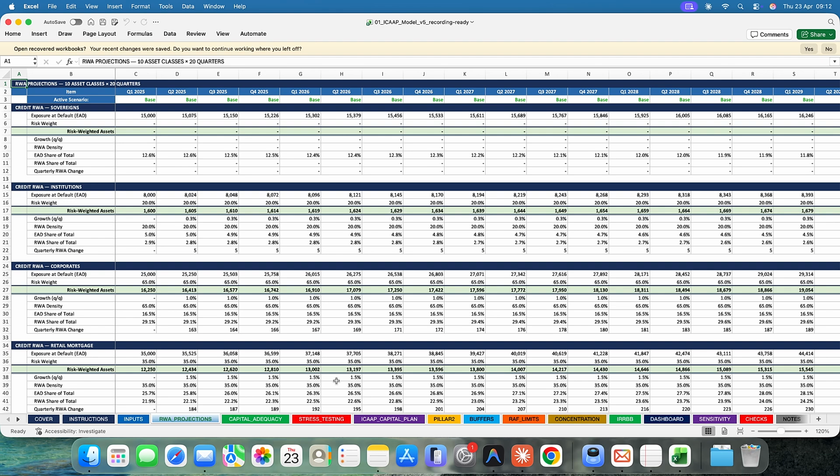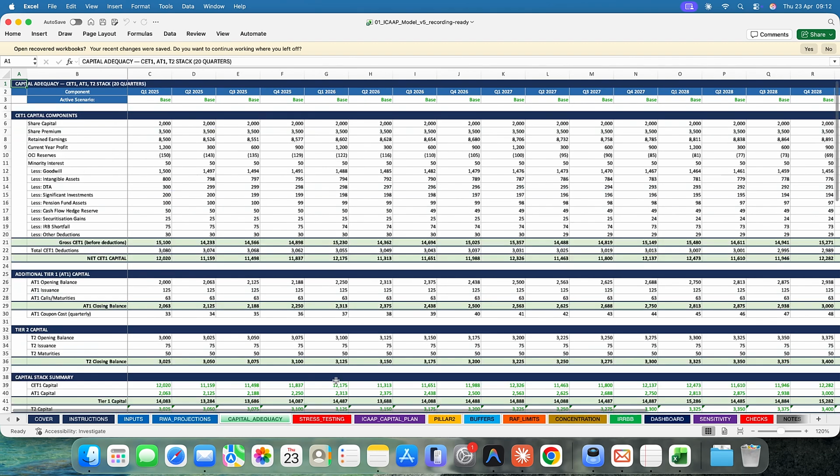This is where the capital stack lives. CET1, AT1, T2, all 3 tiers 20 quarters forward. CET1 starts from your opening position, rolls forward with retained profit, gets hit by deductions, goodwill, DTA, significant investments, and lands at the closing position each quarter. AT1 and T2 follow the same pattern.